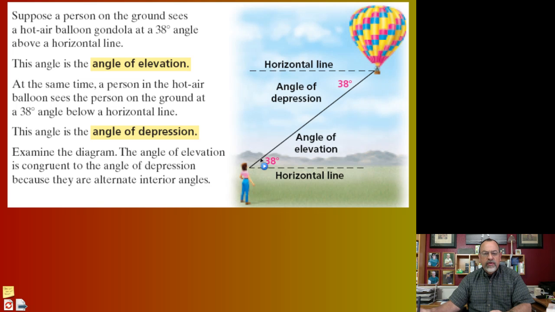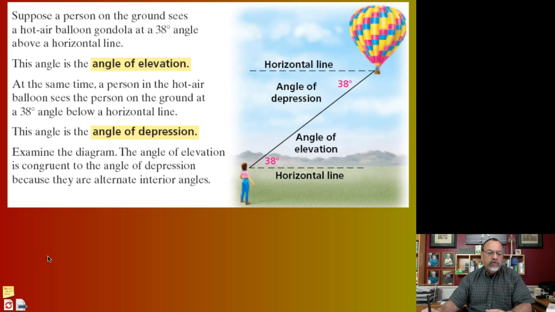So if you draw all these imaginary lines in, you have two horizontal lines which are parallel, because all horizontal lines are parallel to each other. Your line of sight becomes a transversal, and so this angle of depression and this angle of elevation are alternate interiors, so you can see that they are equal angles.